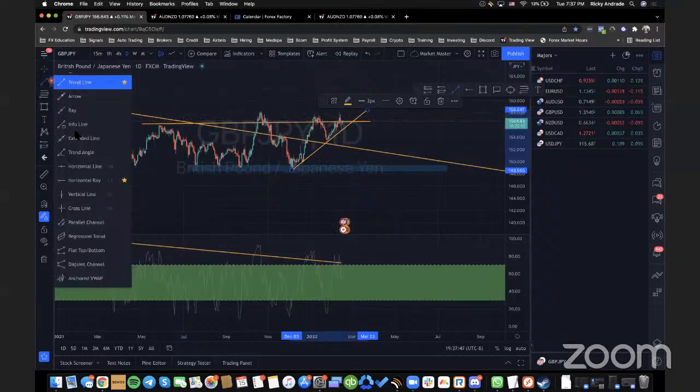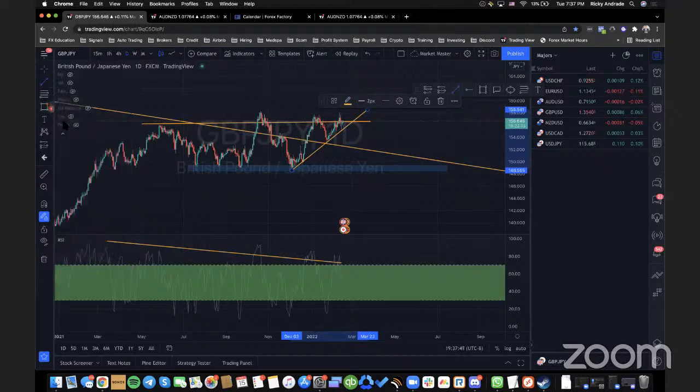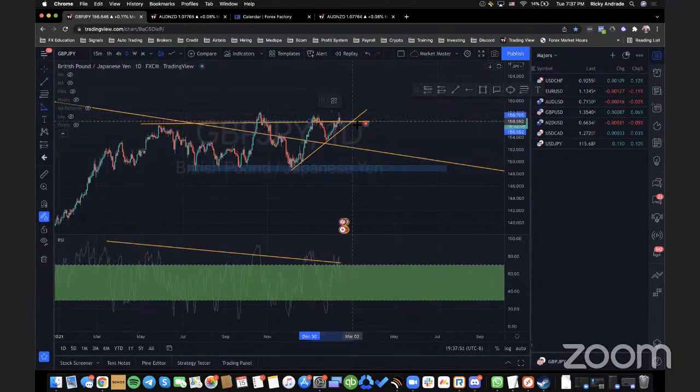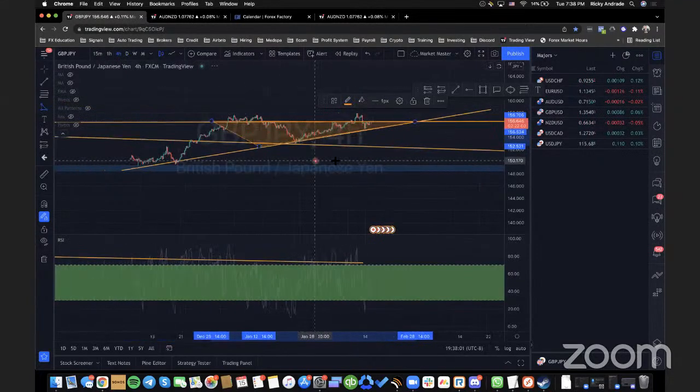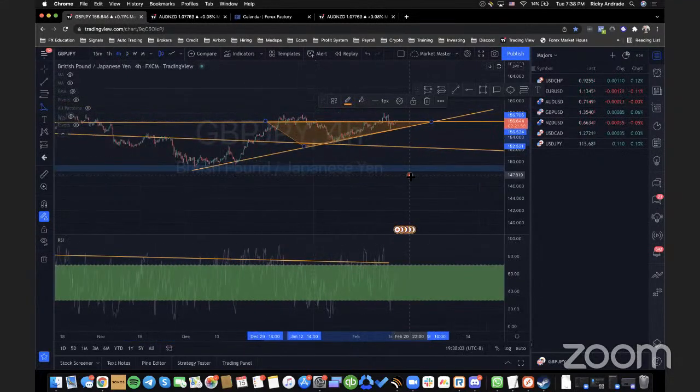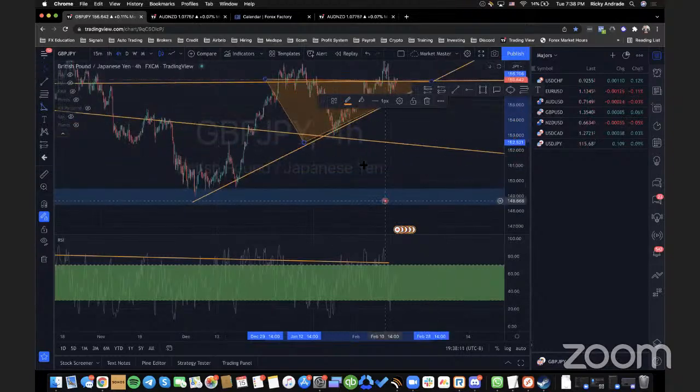So price is trapped into a triangle, and I'll point out where the triangle's at right here. It's basically trapped into this area here. So it's either going to break towards the upside or break towards the downside. Now, currently it is on an uptrend just because we have the higher low. We have this higher low here.